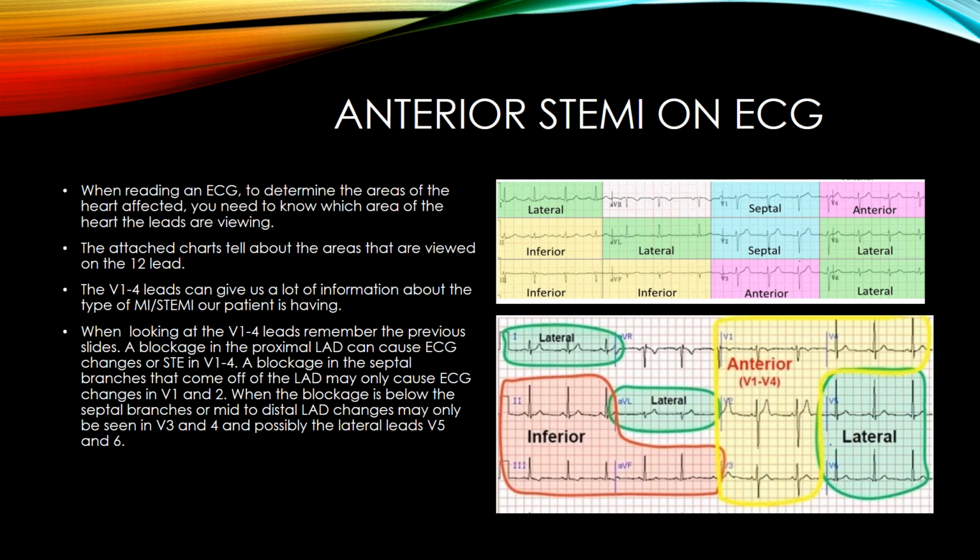So when you look at V1 through V4 in a patient that's having an MI, like I said from the previous slide, if you have someone that has a blockage in one of the septal arteries, and only the septal arteries, then you're going to see that ST elevation in V1 and V2. If they have a blockage in that proximal part of their LAD that's also affecting those septal arteries, you're going to see ST elevation in V1, V2, V3, and V4. You can also see some of that ST elevation in some of those lateral leads if that artery is wrapping around and feeding that lateral side of your heart.